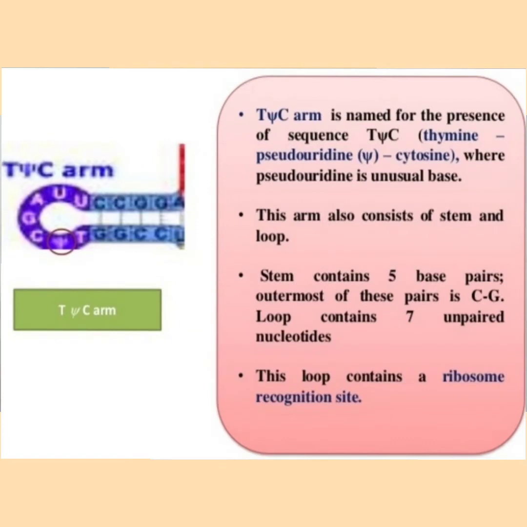Now the T pi C arm. The T pi C arm is named for the presence of the sequence T pi C: T for thymine, pi for pseudouridine, and C for cytosine, where pseudouridine is an unusual base. This arm also consists of a stem and a loop. The stem contains 5 base pairs. The outermost of these pairs is CG. The loop contains 7 unpaired nucleotides. This loop contains a ribosome recognition site.